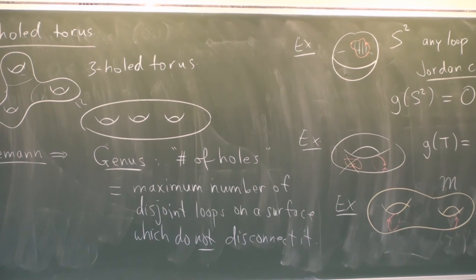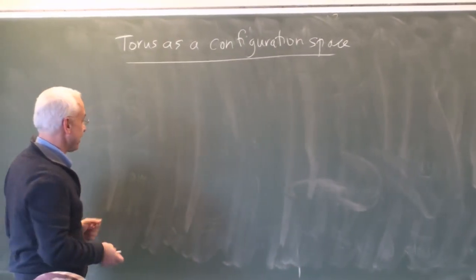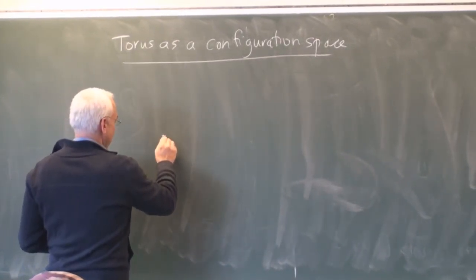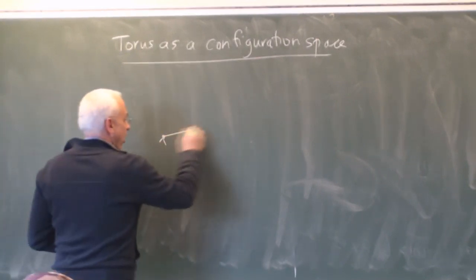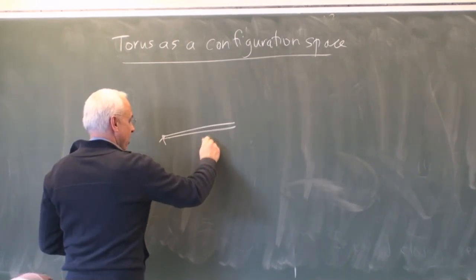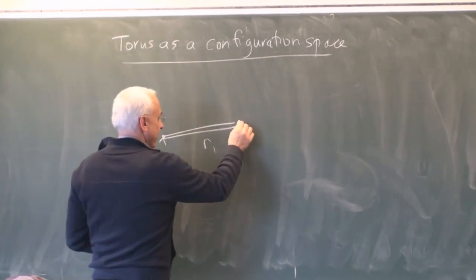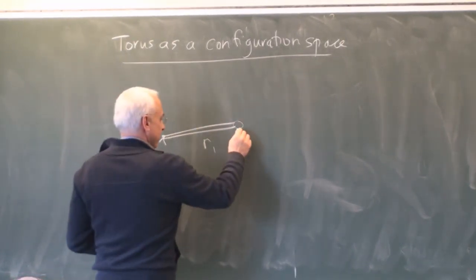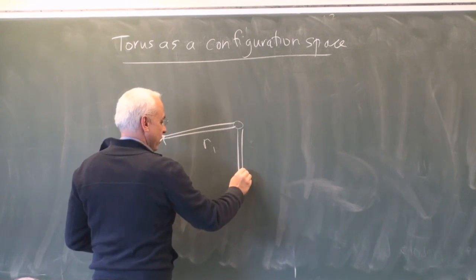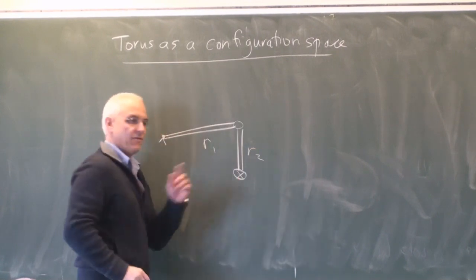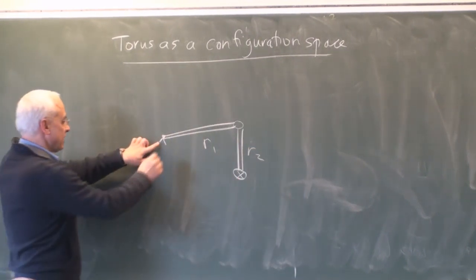So the torus as a configuration space, I'll just mention this. Suppose you're a robotics engineer and you want to create a simple robot in the plane, okay? And you've got some fixed point there, and you have some arm, with your first arm of your robot, let's call it arm R1. And then you have some hinge here, and then you have another arm, say R2, and then here is the free point.